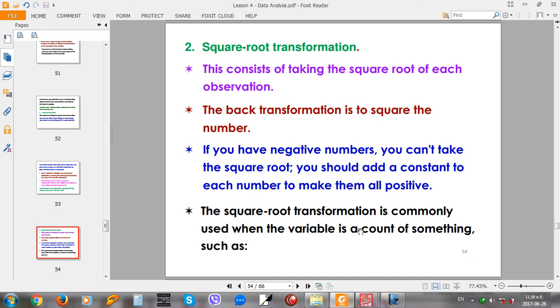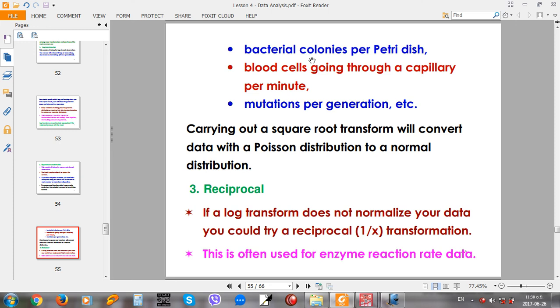The square root transformation is commonly used when the variable is a count of something, such as bacterial colonies per petri dish, blood cells going through a capillary per minute, mutations per generation, etc. Carrying out the square root transformation will convert data with a Poisson distribution to a normal distribution. These are some experiments where we need to use the square root transformation. Once it is converted to a normal distribution, we can do the analysis using parametric tests.